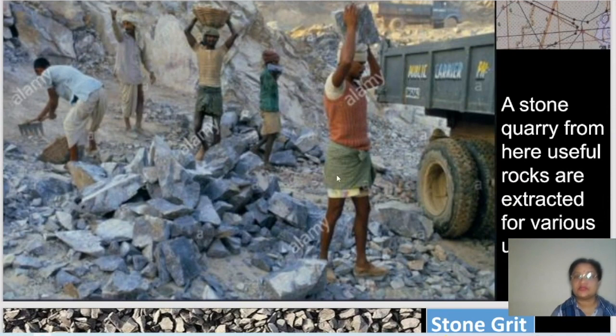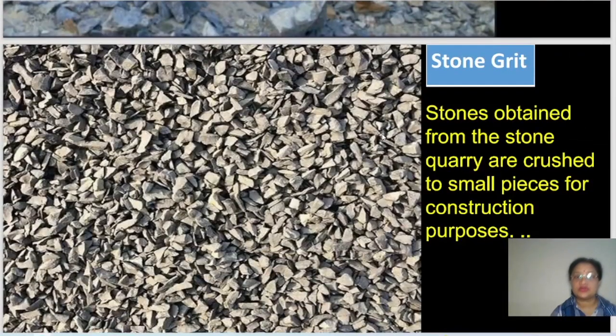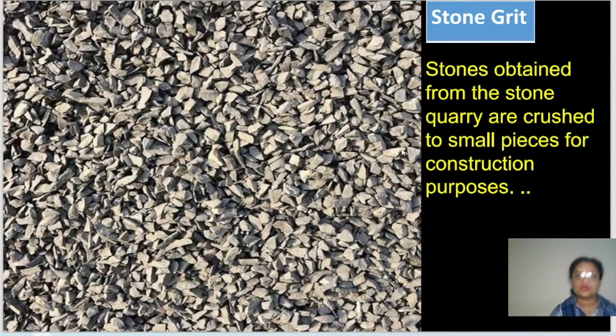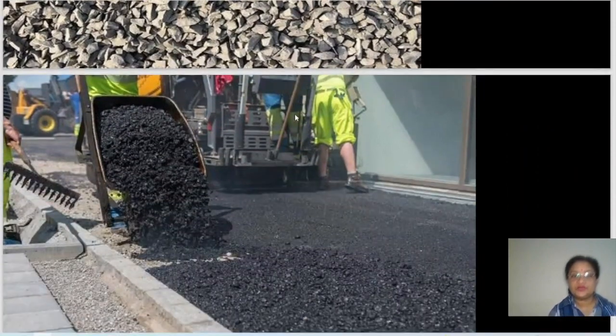This is done for the limestone, a stone quarry, and it is mentioned here because it is one of the economic activities for the people living in those areas. Then come to stone grit. Stone grit is not so important, but yes, you should understand, stones obtained from the stone quarry are crushed to small pieces, right? And what is the use of it, especially in the construction of roads and all? For construction purposes, these small pieces are required. So that is called the stone grit. Again, a part of the quarry only, right? You can see the use of it.